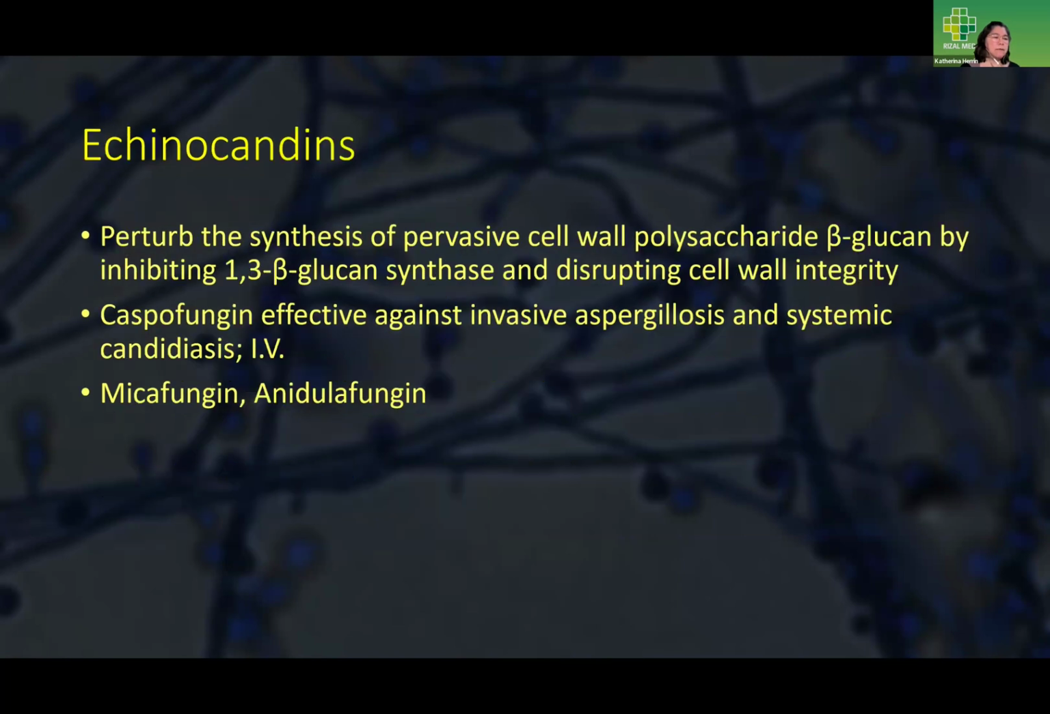Echinocandins are a relatively new class of antifungal agents that perturb the synthesis of the pervasive cell wall polysaccharide beta-glucan. The first licensed drug, caspofungin, has shown efficacy against invasive aspergillosis and systemic candidiasis.